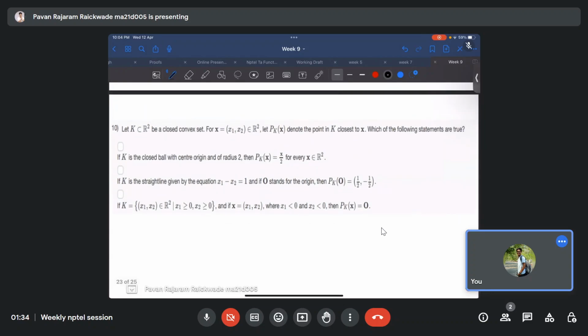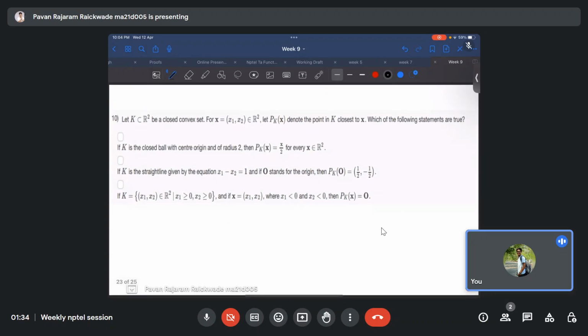So question number 10. Almost every question in this assignment has been explained. Question number 10: if K is a closed convex subset of R2, then PK of x denotes the closest point in K to x. If K is the closed ball with center origin and radius 2, then PK of x equals x by 2 for every x. This is wrong, because if you take a point x belonging to the closed ball, then PK of x should be equal to x, right? But then this is just absurd. This is wrong.